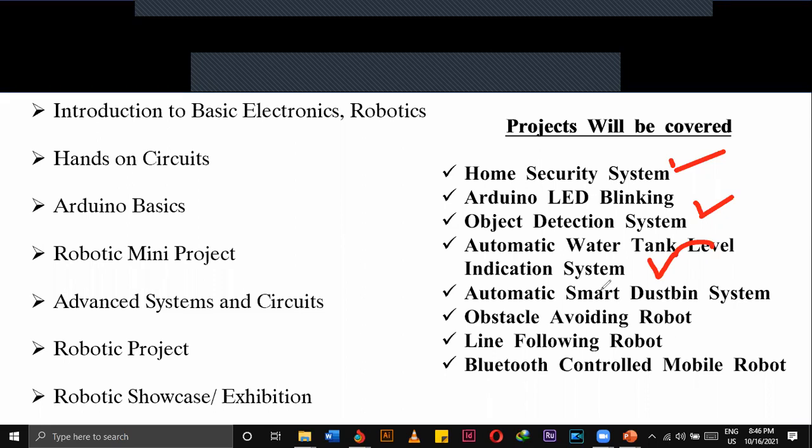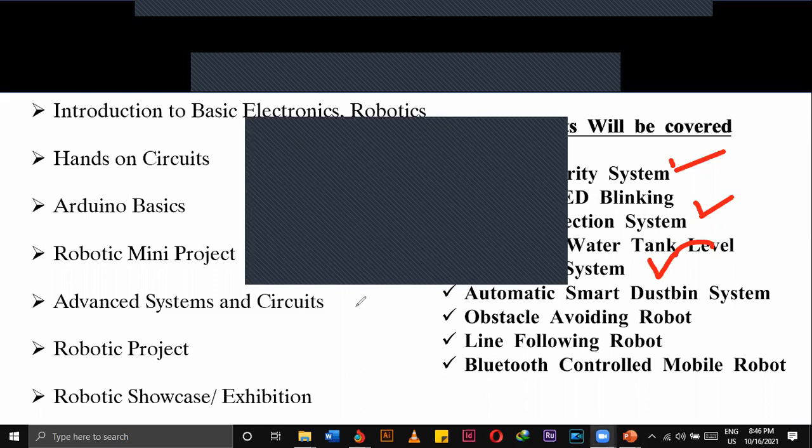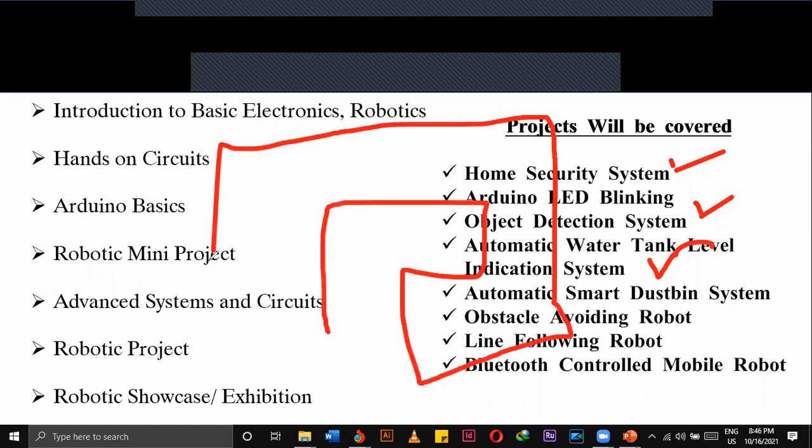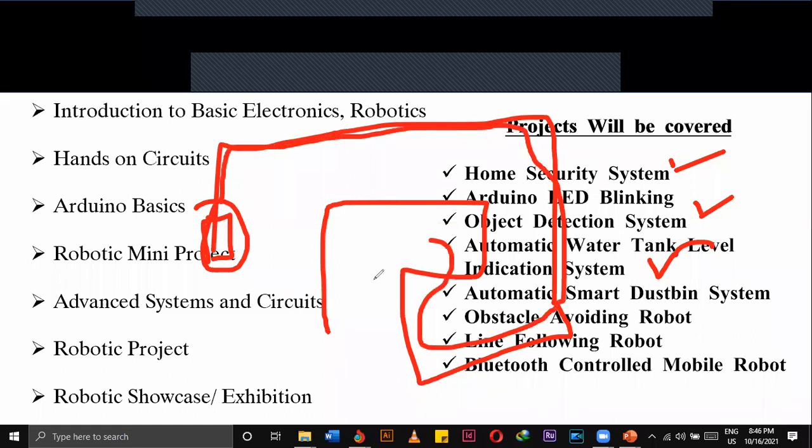Obstacle avoiding robot, right? That is also from our video I showed here. You can make an obstacle avoiding robot, an obstacle avoiding car. The next one will be a line following robot. We have to make a line, define a path, and that path will be followed by our robot. We will develop a robot that will follow this line.